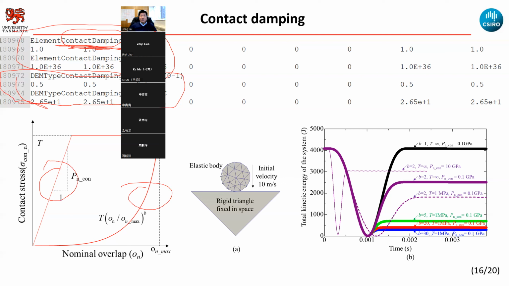Let's use a simple example. Here I drew a ball, an elastic ball, with an initial velocity of 10 meters per second, hitting a wall, which is a triangle here. We adjust the parameters t, p, and b here. The physical meaning of this parameter b is a power here.